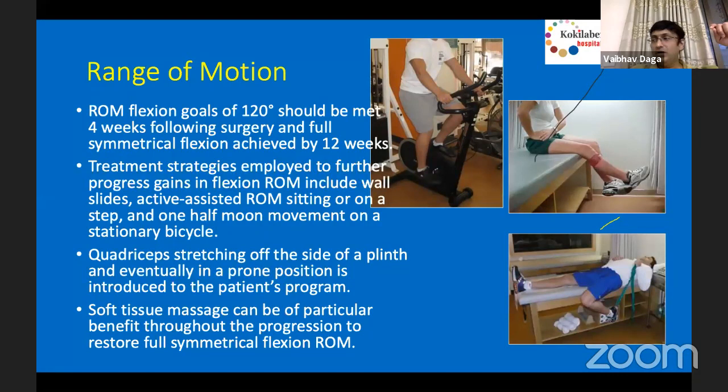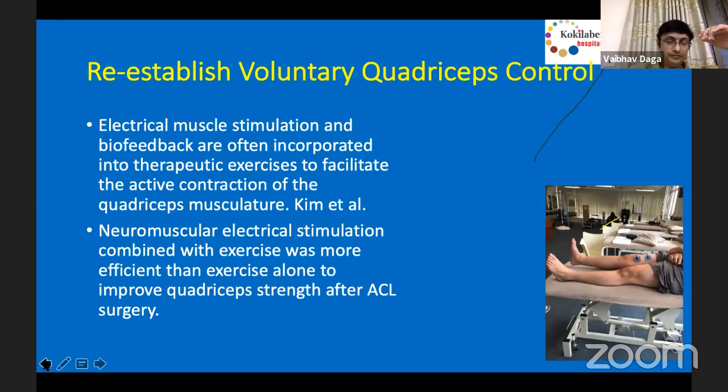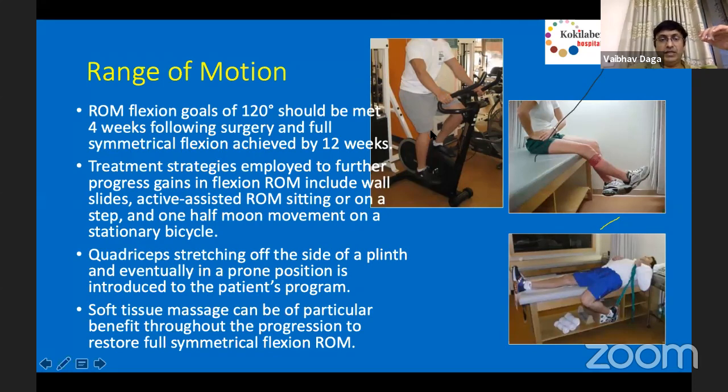As you can see, half moon is one-sided knee flexion exercise. You don't do the other side. You can start in the earlier range, only one pedal. That's why it's called half moon movement on a stationary bicycle. Quadriceps stretching on the side of a plinth, as you can see in this picture here. This is the half moon movement on a stationary bicycle as it has been done, only on the one side.